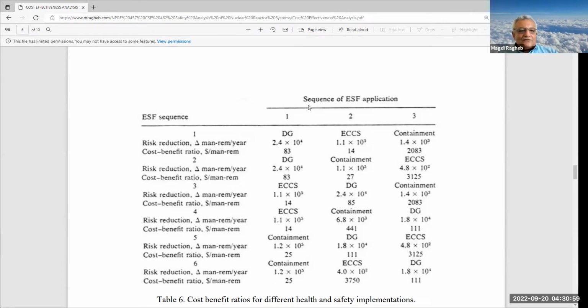Notice that you can start with the diesel generators. The cost-benefit ratio is 83. You follow it by the emergency core cooling system, it's 14. So you add those two. In that case, adding the containment is not cost beneficial, right? It costs you more than the $1,000 that the NRC has recommended for us. So if you have three different risk reduction components, you find that basically adding them depends on the order in which you adopt each one of them.